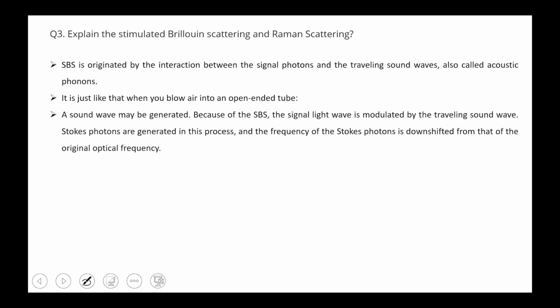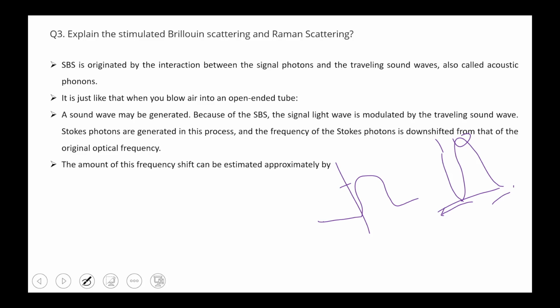stimulated Brillouin scattering, where the single light wave is modulated by the traveling sound wave. So what happens in the atmosphere is that whatever the wavelength, it may be modulated, and our signal will keep its intensity. But when it comes into the sound wave atmosphere, it will be amplified. So Stokes photons are generated in this process. Due to multiplication of the photons, new photons will be generated and added, and its intensity will be enhanced due to the Stokes photons. The frequency of the Stokes photon is downshifted from that of the original photon. So its frequency will be downshifted, not upshifted.